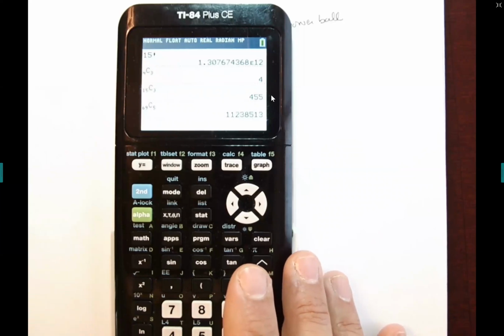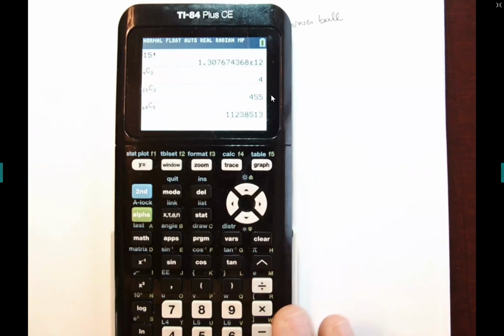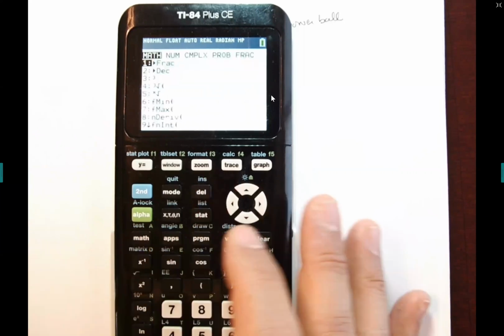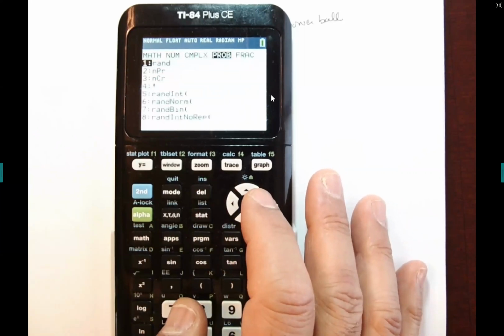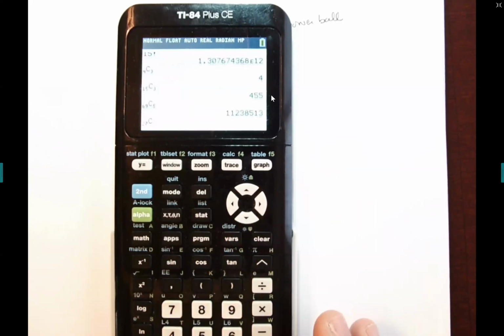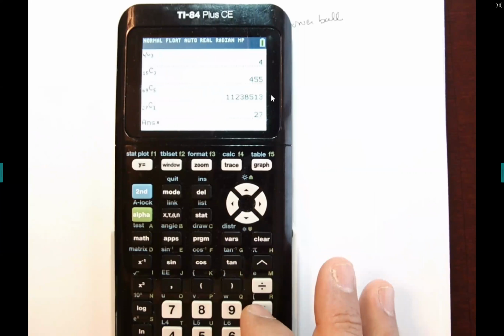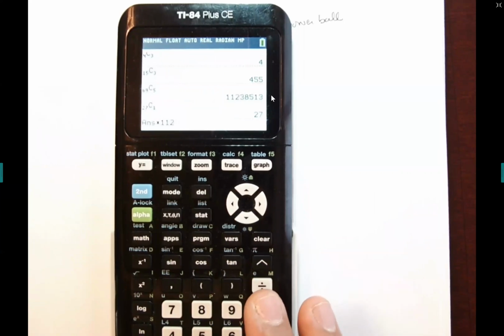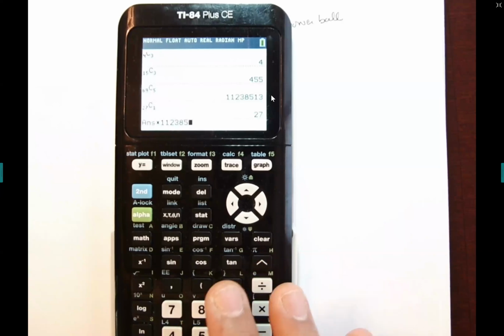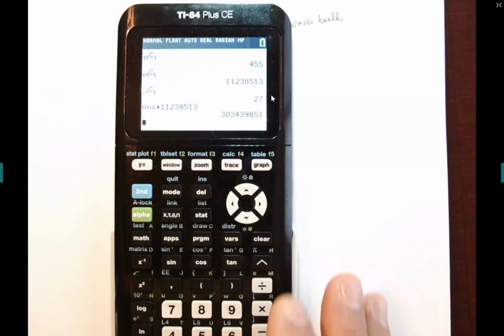Then you have the Powerball, which is, let's do it and then we'll multiply the two numbers. 27, choose 1. Math, probability, NCR, and then 1. 27 times 11,238,513. These are all the tickets, guys, that are possible for the lottery. It's 303,439,851.